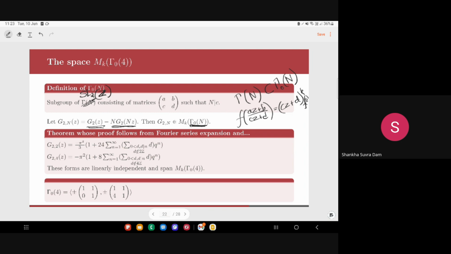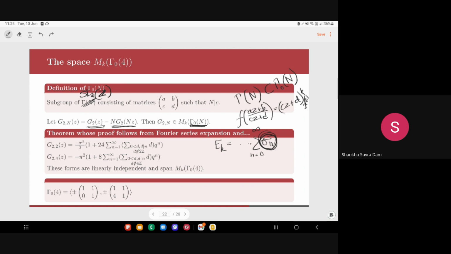Yeah, so this is a theorem whose proof follows from Fourier series expansion and so on. Basically, we saw that the Eisenstein series E_k would have some term omega n, where the summation n goes from 0 to infinity. This omega n, when written differently, will give me these things: d divides n such that d is not even, d divides n such that d is not in 4Z, and so on. This is just by simple calculation.